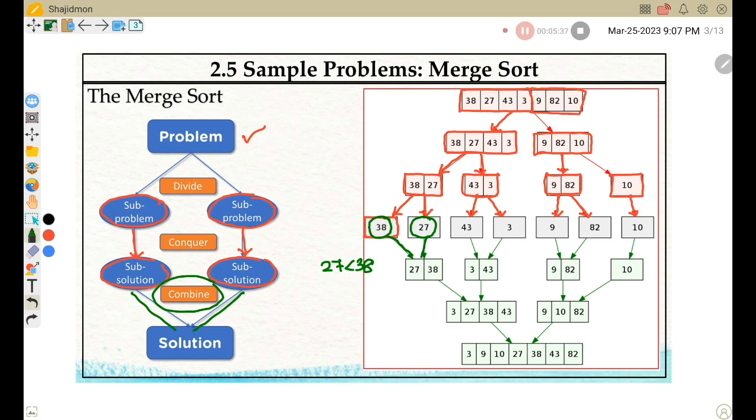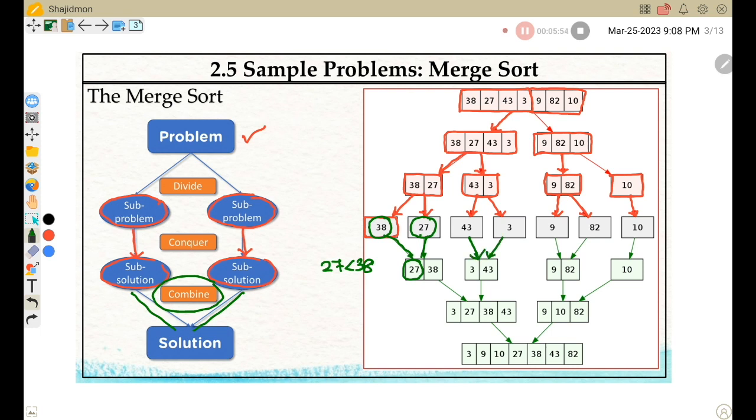So 27, then 38. So in the combine process, when we are doing sort and combine, sort means compare these two elements, 38 and 27. 27 is the smallest element, so we write it first, then 38. Now another two elements we are combining here.